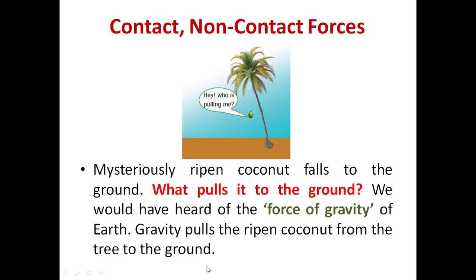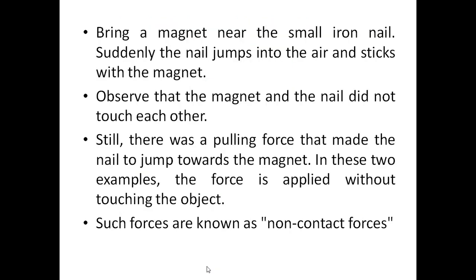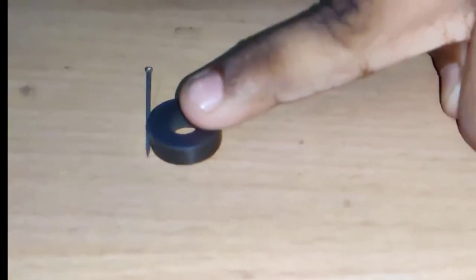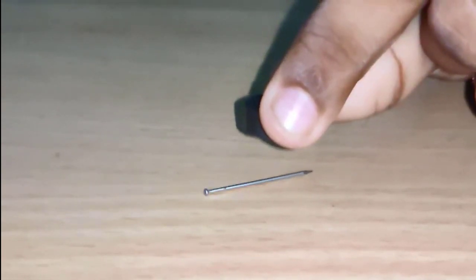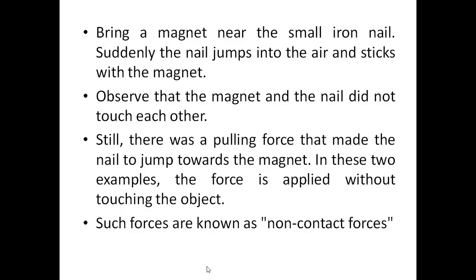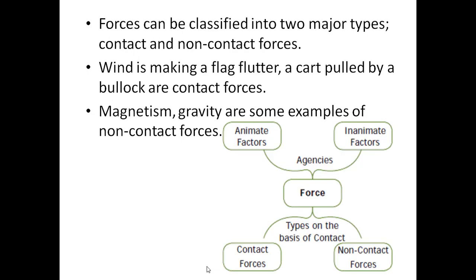Gravity pulls the ripened coconut from the tree to the ground. Bring a magnet near a small iron nail. Suddenly, the nail jumps into the air and sticks to the magnet. Observe that the magnet and the nail did not touch each other. Still, there was a pulling force that made the nail jump towards the magnet. In these two examples, the force is applied without touching the object. Such forces are known as non-contact forces.